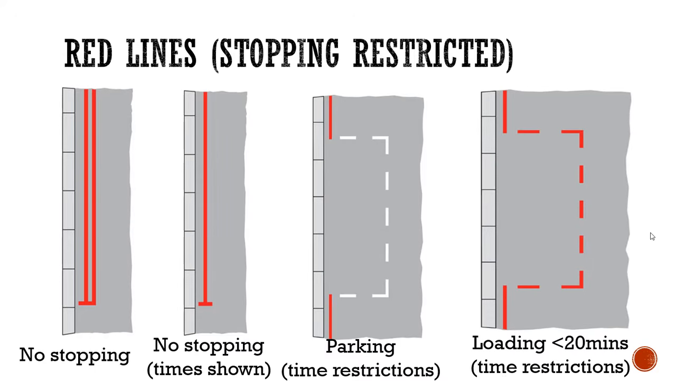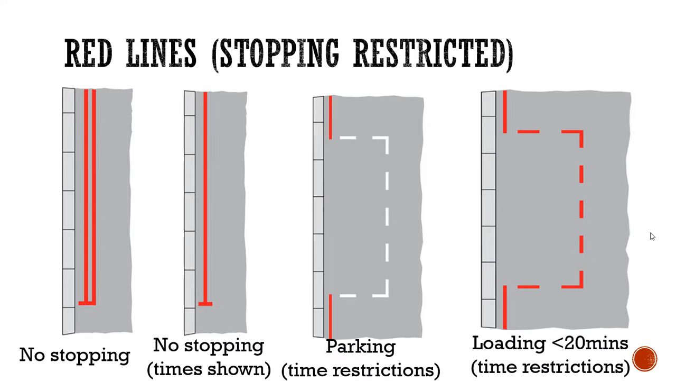You've then got the single red line, which is no stopping, but there's specific times that you will be allowed to stop. You've got parking and you've got loading. So in the parking, you've got a parking bay, but it's got red lines next to it. And there's going to be very severe time restrictions. They don't want so much parking. And so there will be an associated sign that gives you restrictions. Then a red box is for loading, but there's usually a restriction of 20 minutes. And there's time restrictions. You won't be able to load any time of the day.